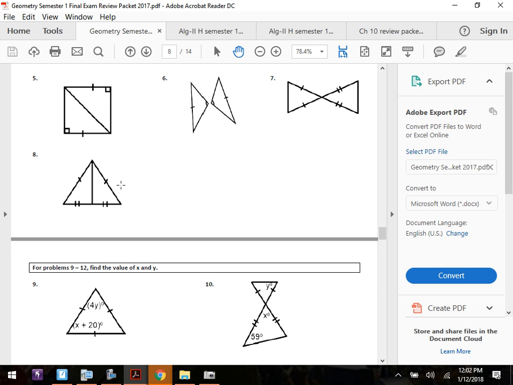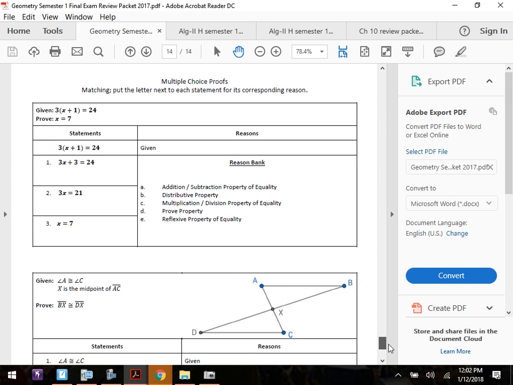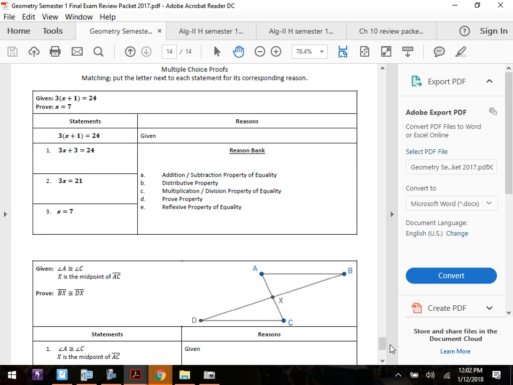Go to the very back page of the review packet. And this is where you get the idea of what the proofs are going to look like. So the proofs on the final, there's going to be an algebra 1 one and there's going to be a geometry one. And they mirror the same style as what you see here.